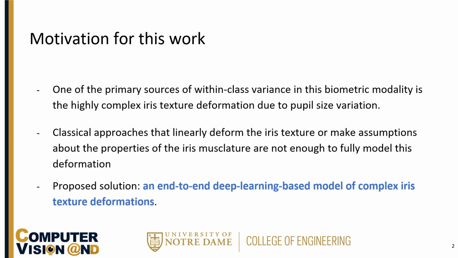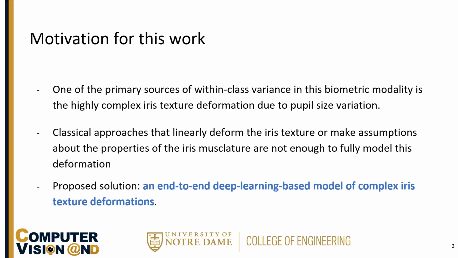So, one of the main problems with using iris as a biometric trait for recognition is that the iris texture changes quite drastically when the pupil size changes due to changes in illumination. There has been research to show that this degrades iris recognition performance.